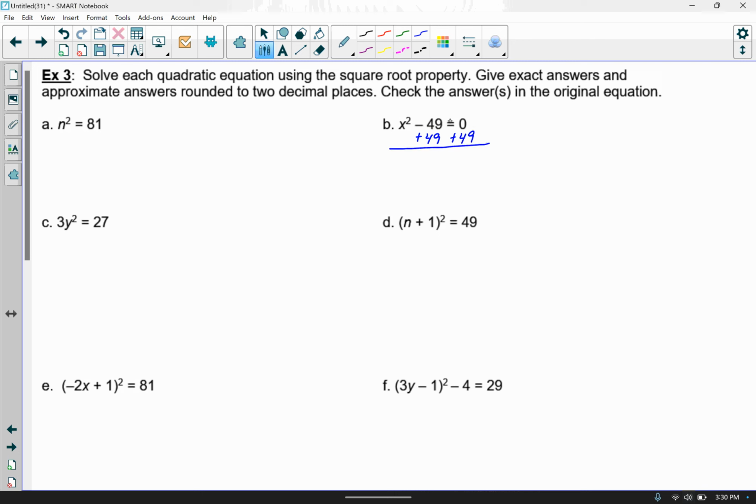And technically that x squared minus 49 could have been factored, okay? But I'm just using that square root property now. Now I'm left with x squared equals 49. Get x all by itself. I'm going to take the square root of x squared, just x. Square root of 49, plus and minus 7. So those are your two solutions.